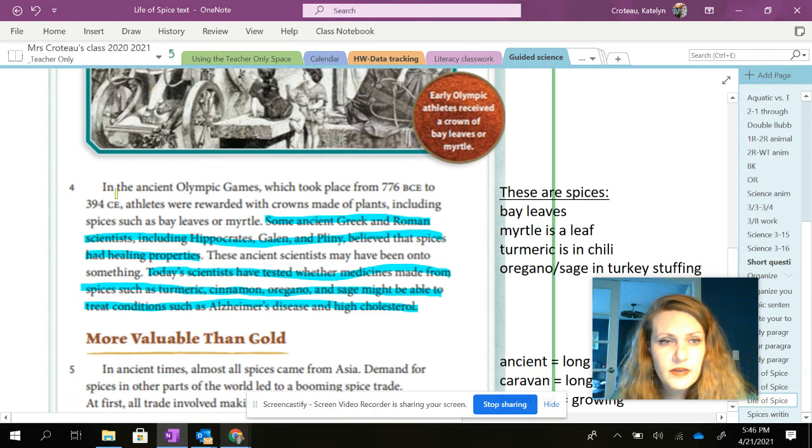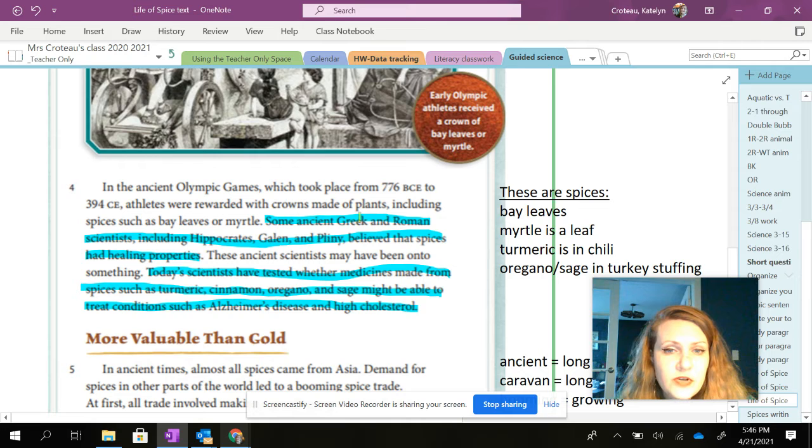All right. Still looking for trade and business. In the ancient Olympic Games, which took place from 776 BCE to 394 CE, athletes were rewarded with crowns made of plants, including spices such as bay leaves or myrtle. So those are just types of spices, basically. That's a plant.